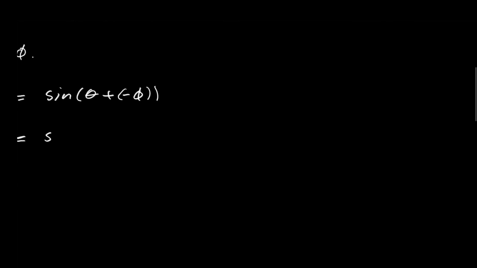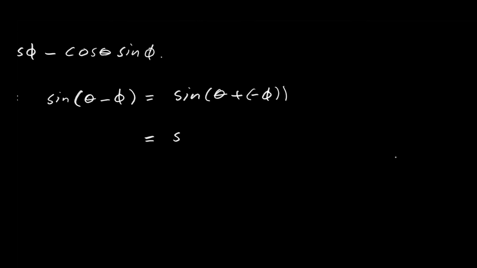which says that when you're taking the sine of the sum of two angles, that's equal to the sine of the first angle, theta, times the cosine of the second angle. And in this case, the second angle is negative phi, right? Plus the cosine of the first angle times the sine of the second angle, which is negative phi.